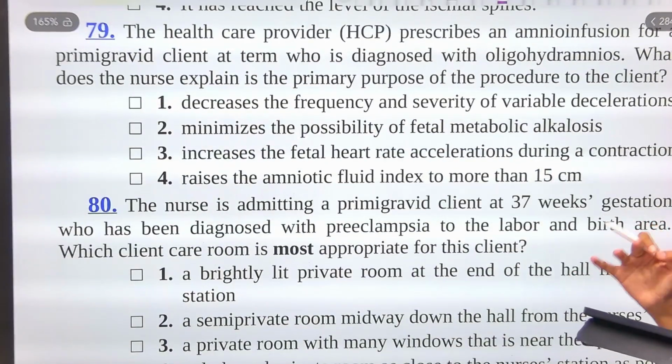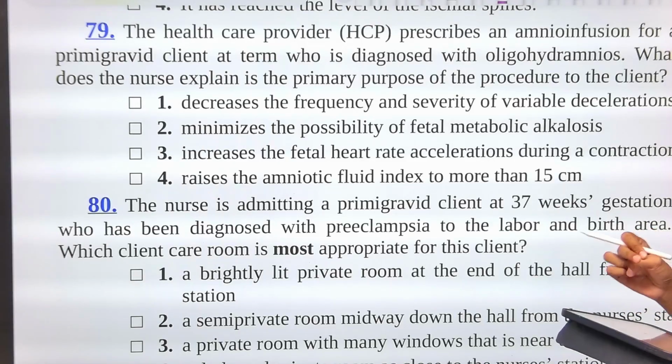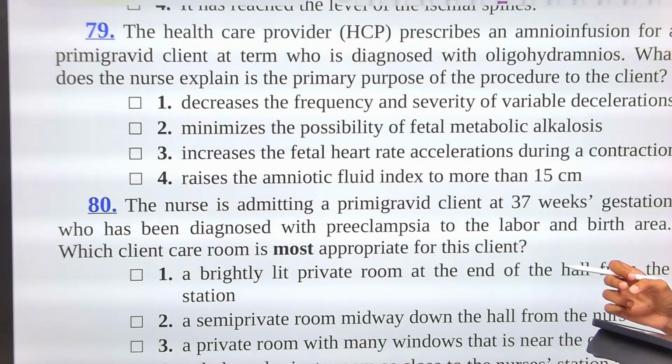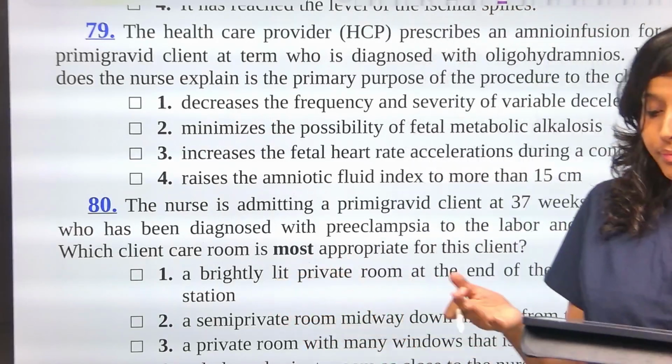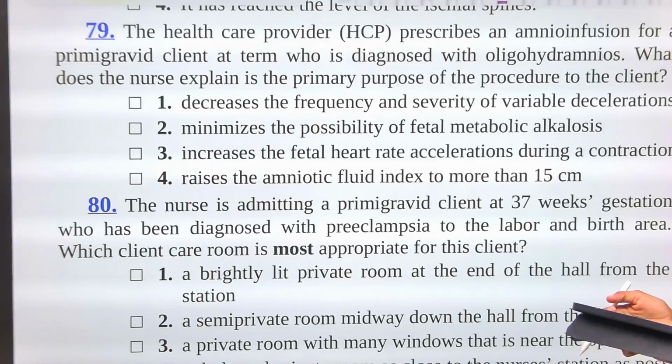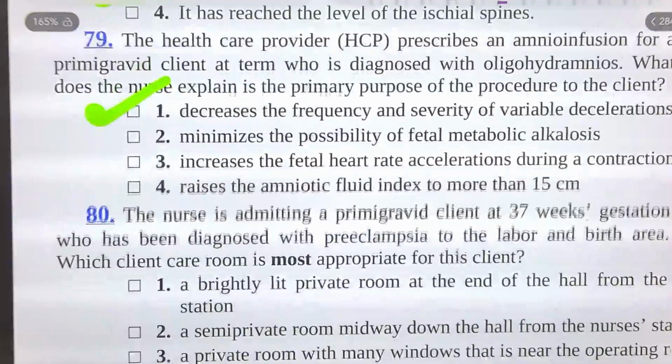Now next question, the HCP prescribed an amnio infusion for a primary gravid client at term who is diagnosed with oligohydramnios, in which the amniotic fluid level decreases. What does the nurse explain is the primary purpose of this procedure to the client? Read all the options and let me know the right answer. Decrease the frequency and severity of variable decelerations will be the right one. So it is the purpose of this procedure.